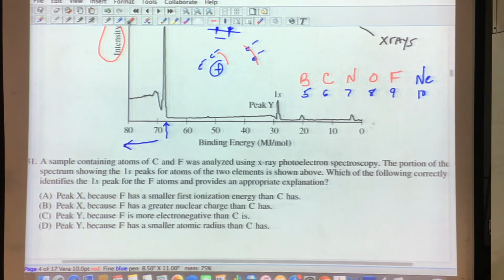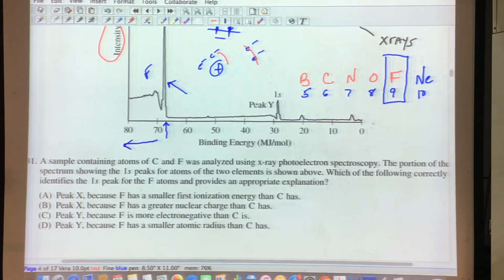What do we know if you're in the same principal energy level, same row? It's all about the nuclear charge. Fluorine has more protons in the same energy level, so it has a higher effective nuclear charge. Therefore, it's going to be a lot tougher to remove fluorine's electrons at the 1s level. So the peak for F is peak X.